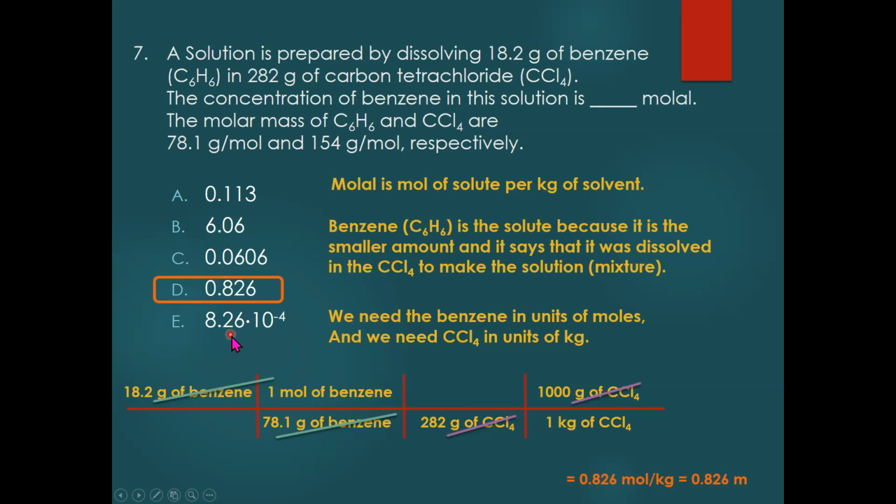And notice here, they like to trick you with the multiple choice. See how this looks here? You've got the 8.26 times 10 to the minus 4th. If you forget to do that unit conversion and don't put it in kilograms and you left it in grams, you would have gotten E as the answer. So be careful, make sure those units cancel out and you get the right units that you're looking for.